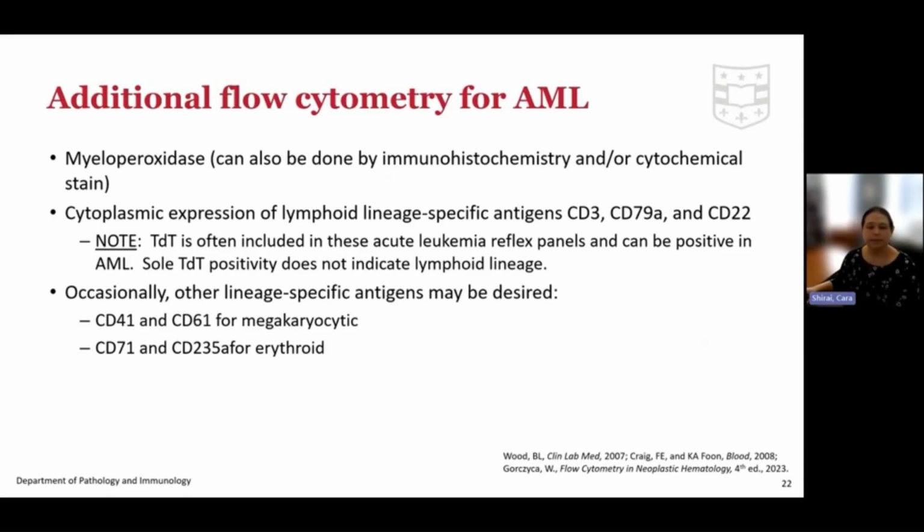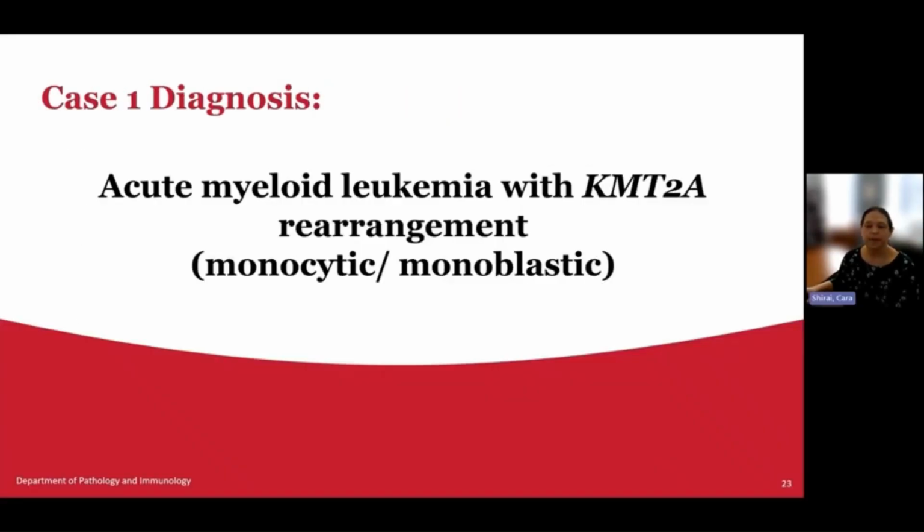The final diagnosis for this patient was acute myeloid leukemia with KMT2A rearrangement. This is a genetically defined entity. However, the morphology and immunophenotypic findings classified this as monoblastic.